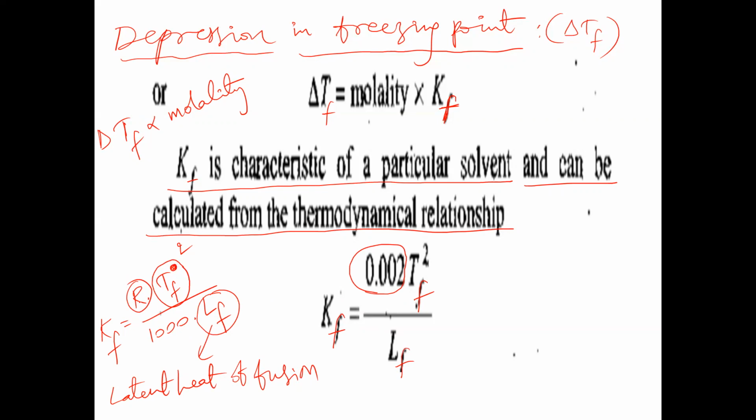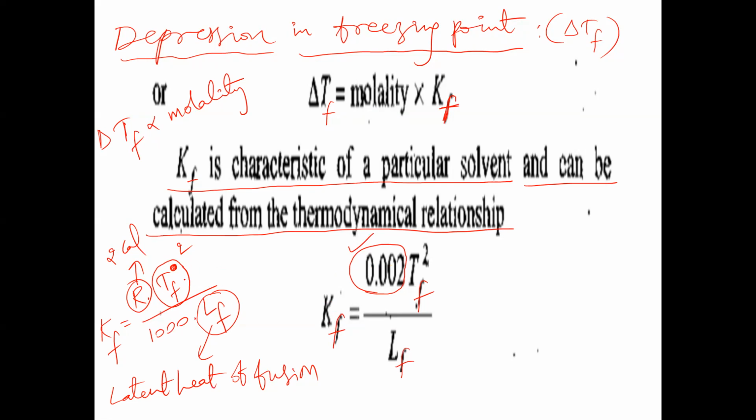So the KF formula is what? R into TF naught square divided by 1000 into LF. LF is what? Latent heat of fusion. Now, if you take R value in calories, that is 2 calories, 2 by 1000 is equal to what here? 0.002. So 2 calories by 1000 is 0.002 into TF naught square by LF.